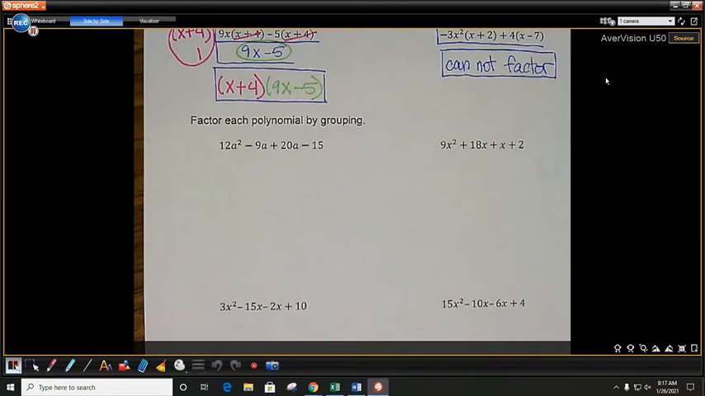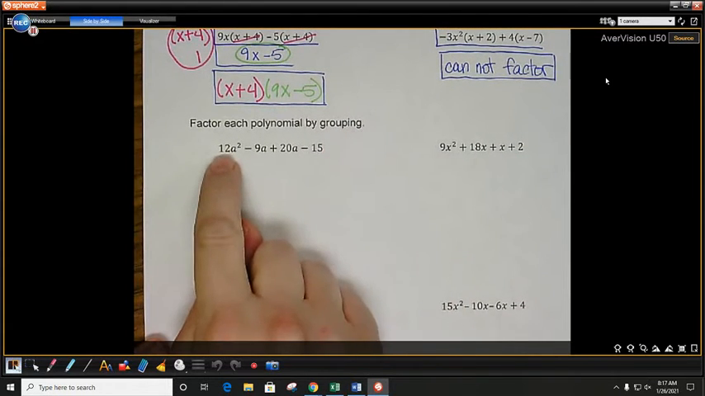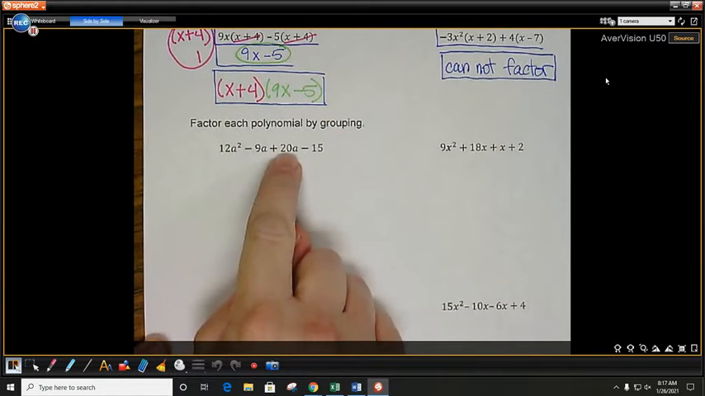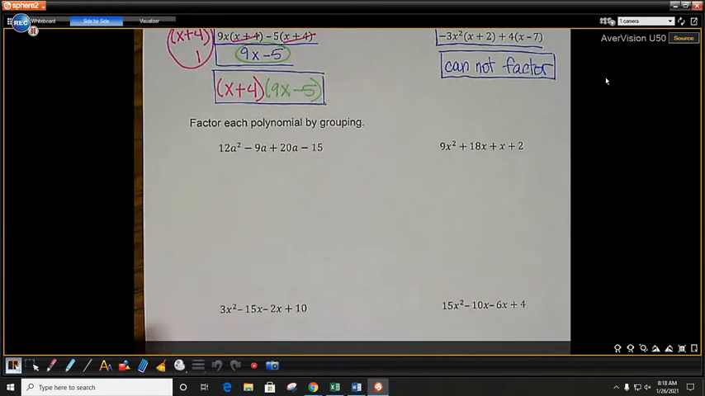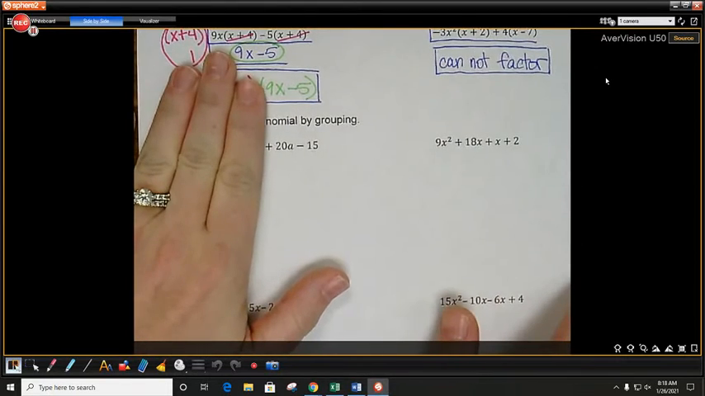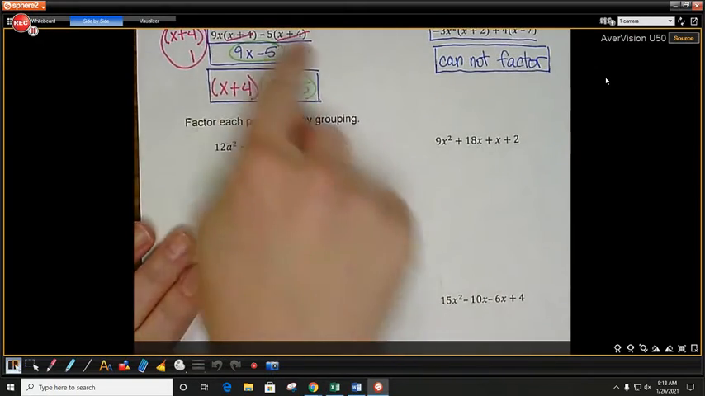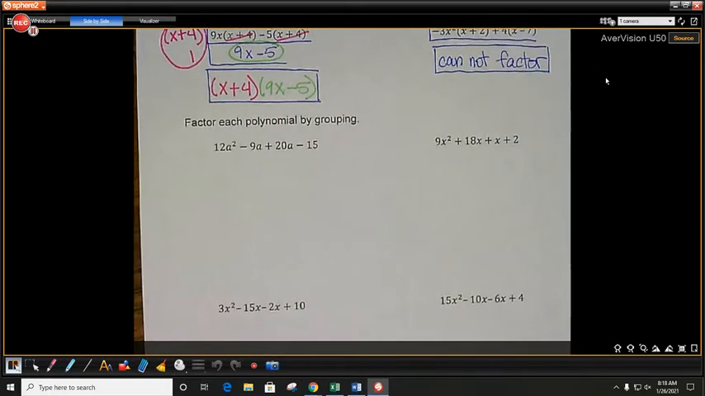Okay? Now on these last 4 problems, we're going to put together what we did on the first page of the notes and what we just did. This is called factor by grouping. You're going to use factor by grouping when you have 4 terms. It's somewhat of a long process because we are going to factor the first 2 terms like we did on the first page, factor the last 2 terms like we did on the first page, put it all back together, and then factor it like we did up here. So it's kind of like 3 problems in one.